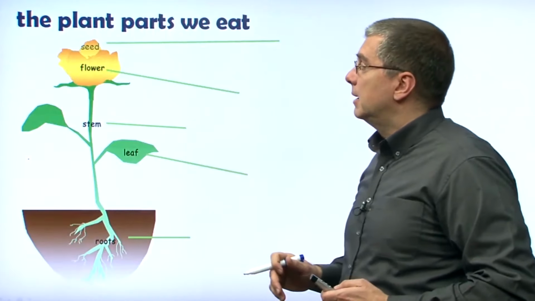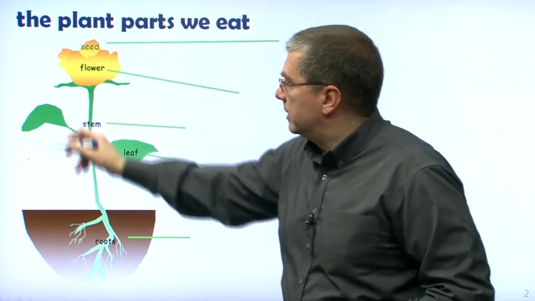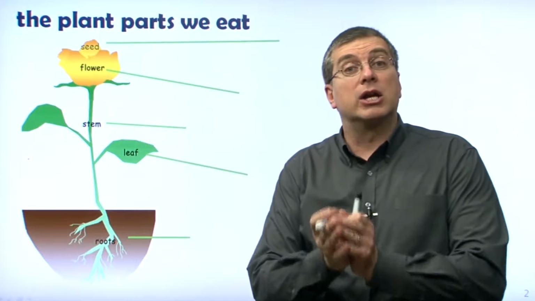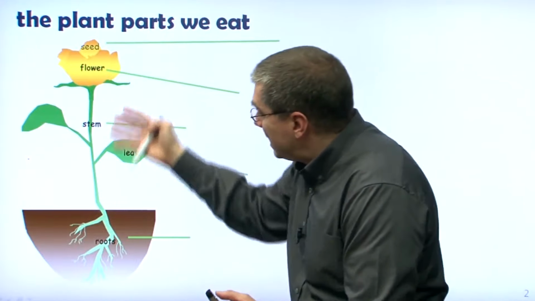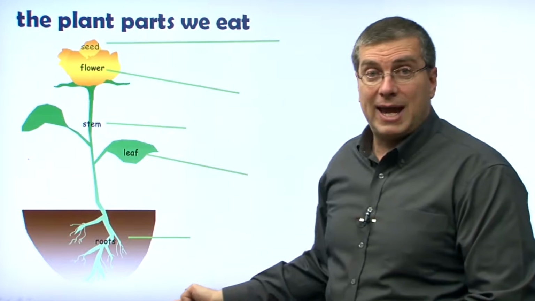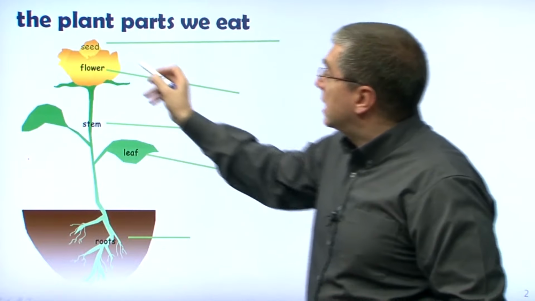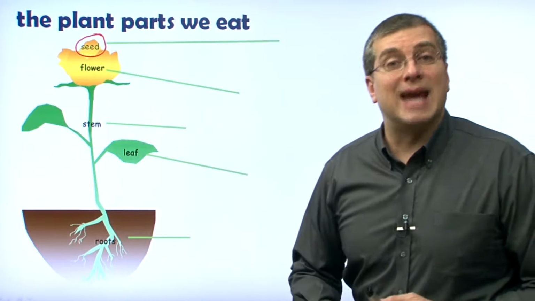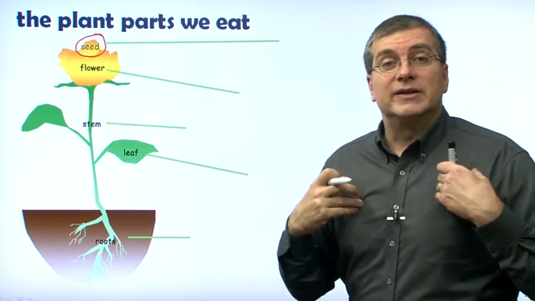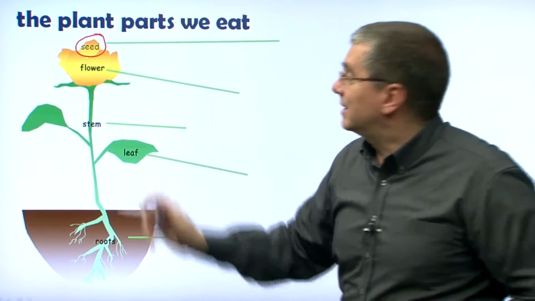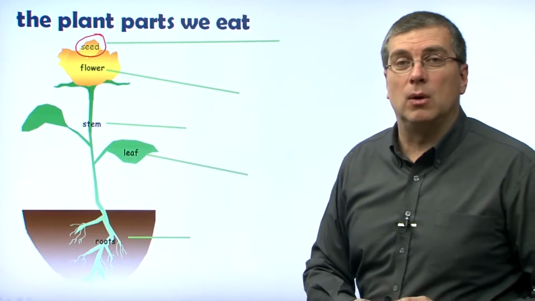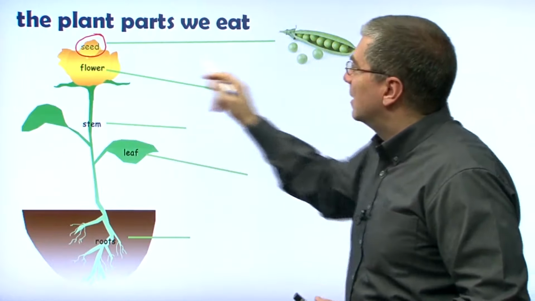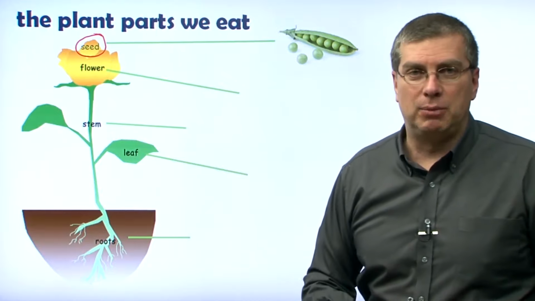Okay. Let's take a look at our chart here. This is a chart of the plant. And this is what our reading passage and our unit is about. We can eat different parts of the plant. What are some examples? Here on the top we have seed. So what is an example of us eating the part of the plant that is a seed? Of course, we talked about peas, right? We eat peas. Those are the seeds of a plant.